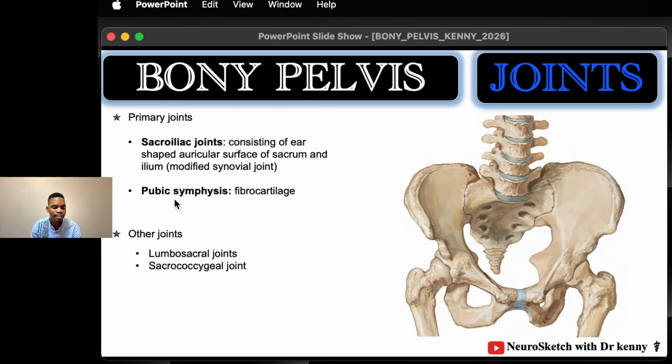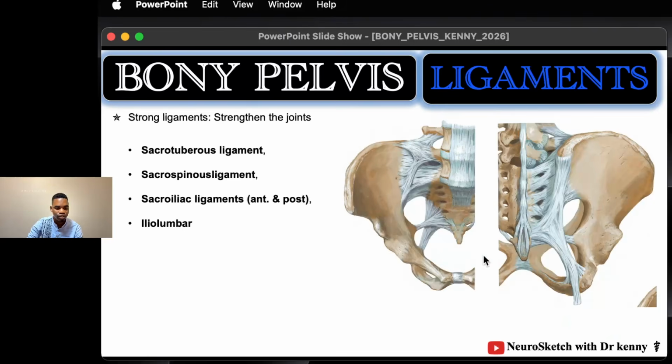But we have some other joints, like the lumbosacral joint, a joint between the sacrum and the lumbar vertebra. We have the sacrococcygeal joint, the joint between the sacrum and coccyx. Let's talk about ligaments, and these ligaments are strengthening the mentioned joints. The sacrotuberous ligament, meaning it's coming from the sacrum to the tuberosity. This is the sacrum, and this is the ischial tuberosity. This ligament is coming from the sacrum to the ischial tuberosity. It's called the sacrotuberous ligament.